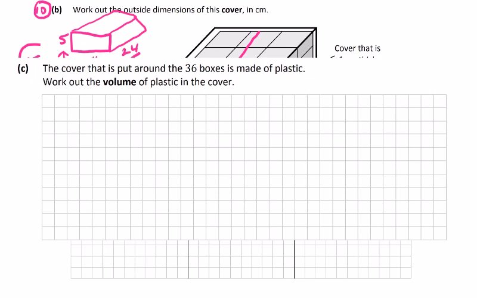Part C, also worth 10, we're told the cover that's put around the boxes is made of plastic. Work out the volume of this plastic. Well, inside the cover we know we have 36 boxes. We have 36 by the volume.